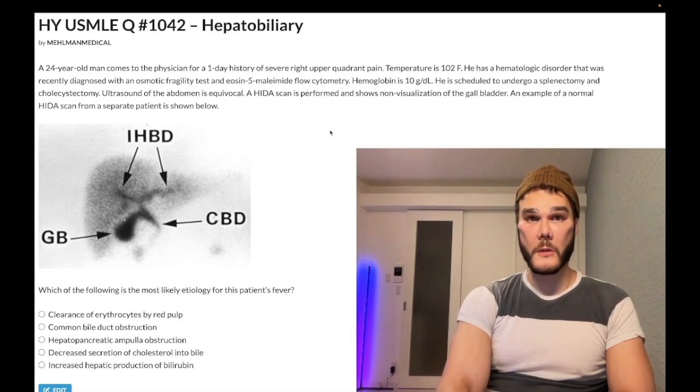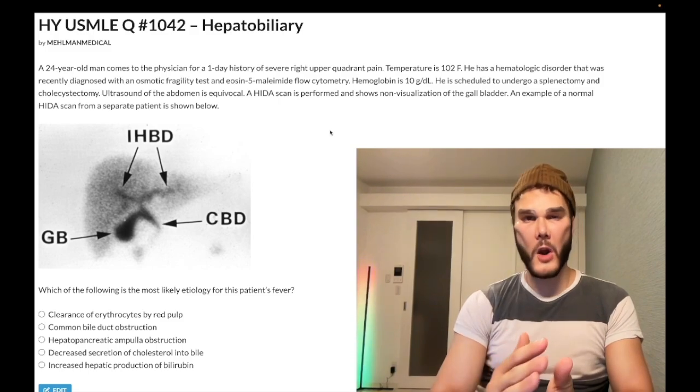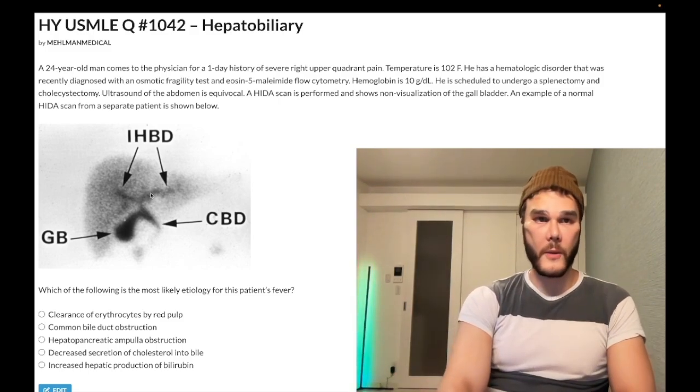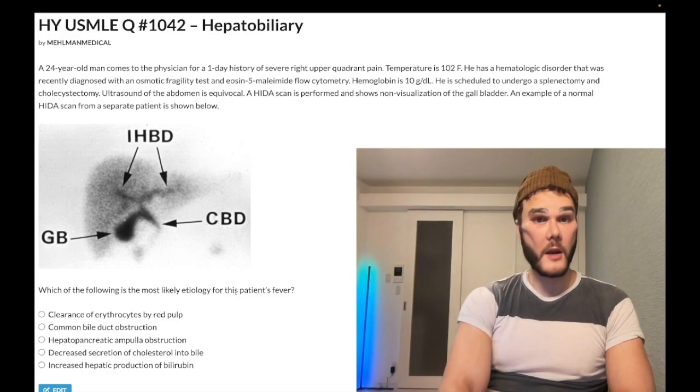He's scheduled to undergo a splenectomy and a cholecystectomy. Ultrasound of the abdomen is equivocal. HIDA scan is performed, shows non-visualization of the gallbladder. I'll explain all this as we move through the question, don't worry. And then we've got a normal HIDA scan from a separate patient shown. Question wants to know the most likely etiology of the patient's fever.